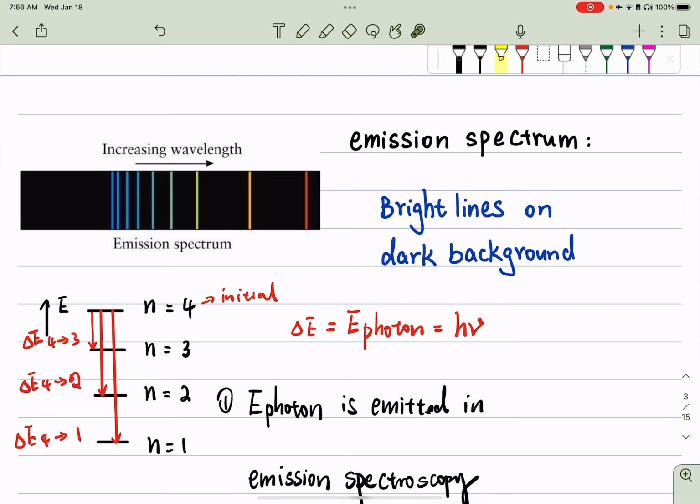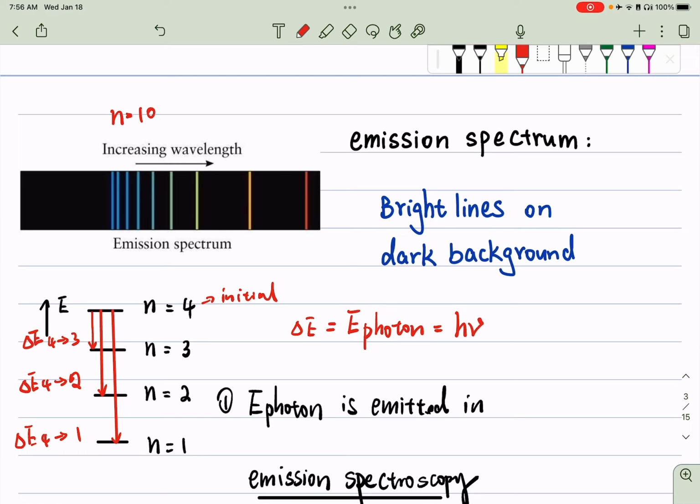So if we look at this spectrum, imagine we can just count the lines and say 1, 2, 3, 4, 5, 6, 7, 8, 9. So we have 9 different delta E. So you can imagine this starts from n equals 10. So 10 to 9, 10 to 8, 10 to 7, 10 to 6, 10 to 5, 10 to 4, 10 to 3, 10 to 2, and 10 to 1.